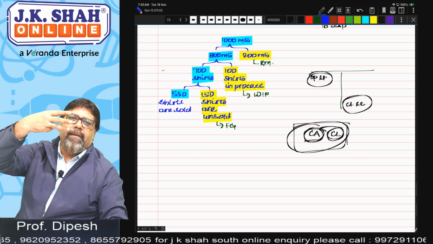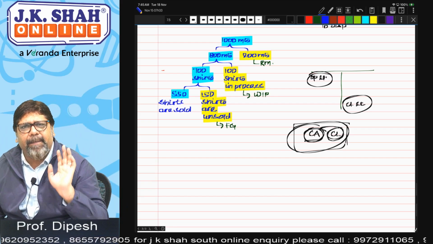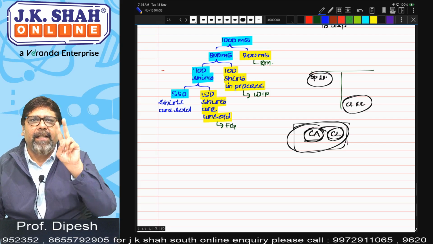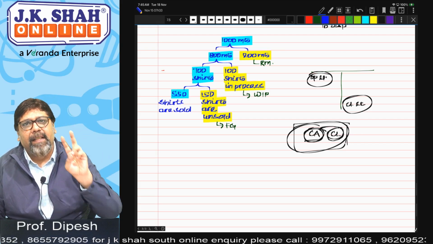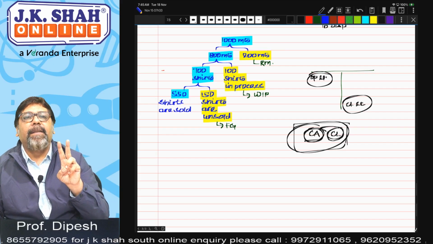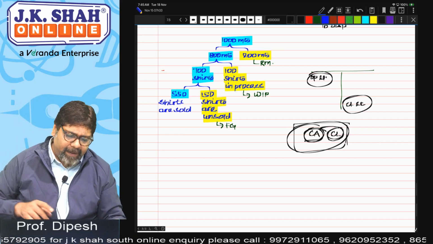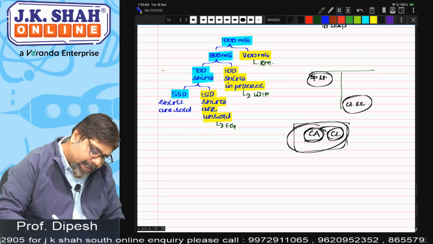We do inventory valuation for three reasons. Reason number one, correct profit. Reason number two, correct financial position. Reason number three, find out liquidity position. ठीक है सर, ये भी समझ में आ गया.